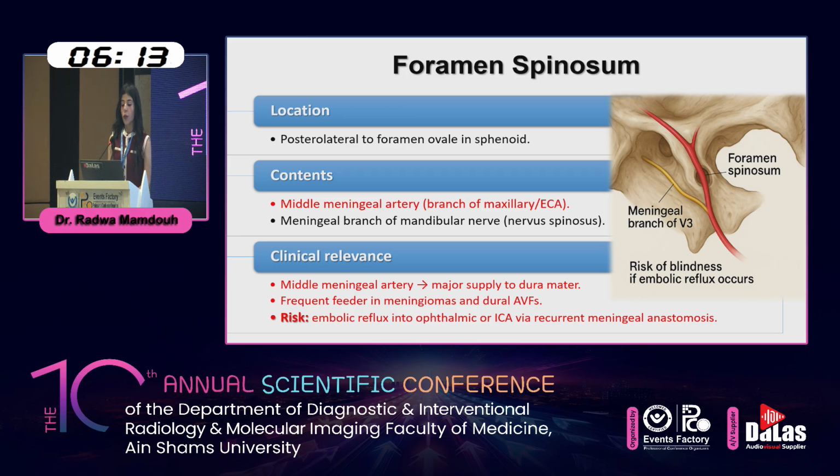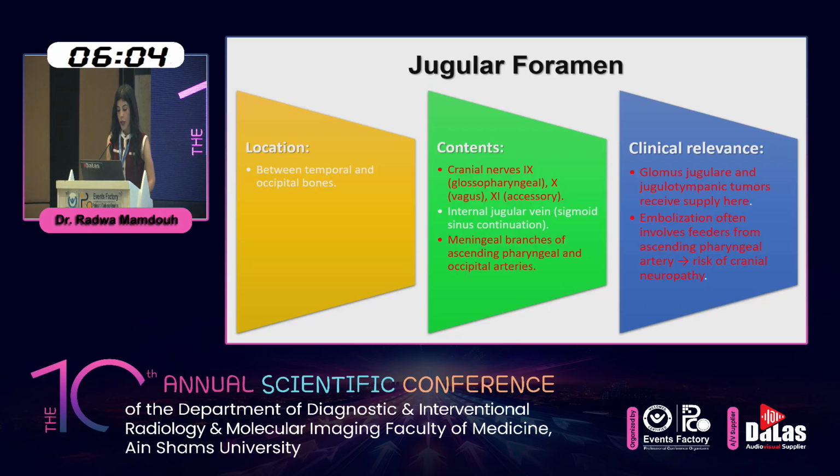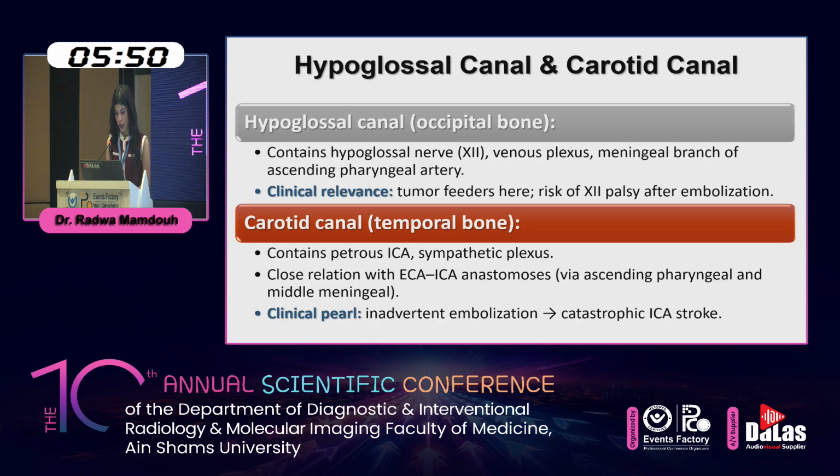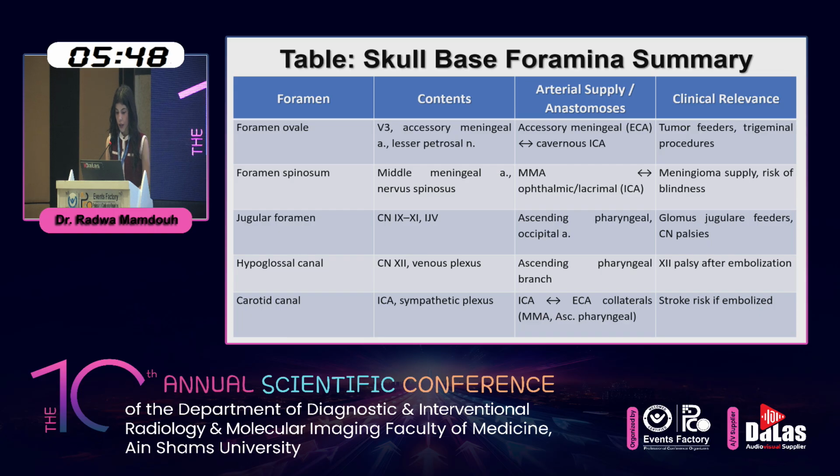The foramen spinosum contains the middle meningeal artery, and it's also a frequent feeder in meningiomas and dural AV fistulas. The jugular foramen contains the 9th, 10th, and 11th cranial nerves, which is also of relevance in glomus jugulare and jugulotympanic tumors, which, when embolized, may carry a risk of cranial neuropathy post-embolization. Here's a summary of the most important foramina that we just mentioned.